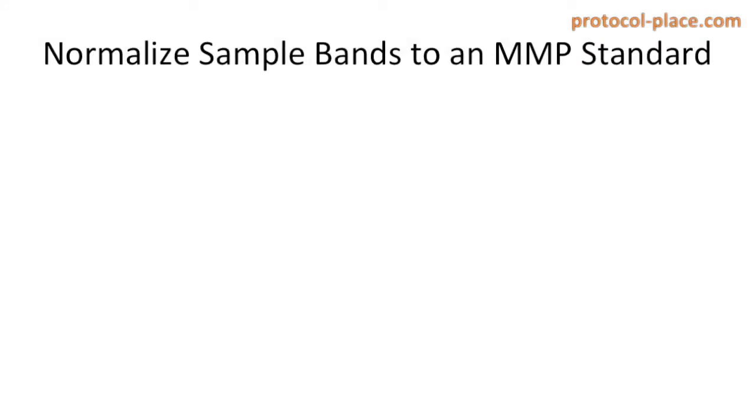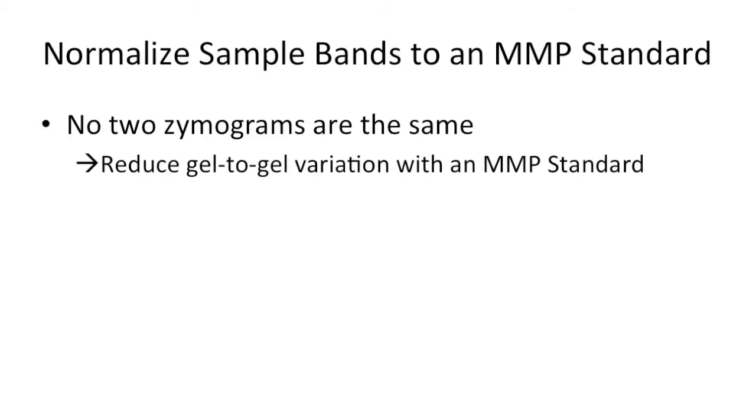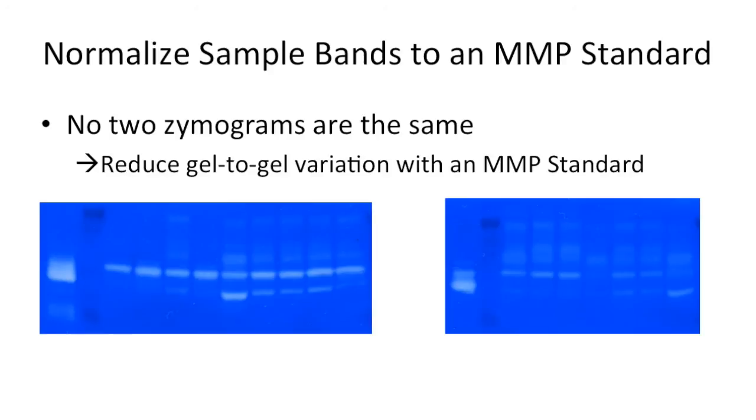The last thing I like to do is normalize my sample bands to an MMP standard. And the reason that I like to do this is because I've noticed over time that no two zymograms are the same. So in order to reduce gel-to-gel variation, I use an MMP standard.